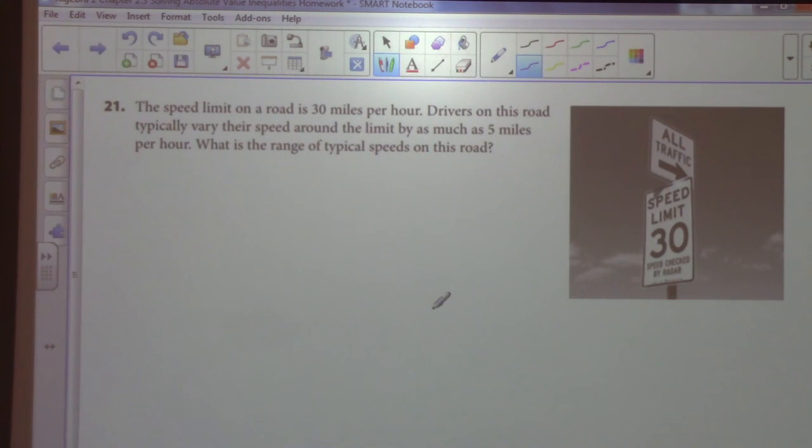Okay, speed limit is 30 miles an hour. This reminds me of a couple weeks ago when I was pulled over by a friendly police officer in Crandall. I was doing 65 in a 55 zone.